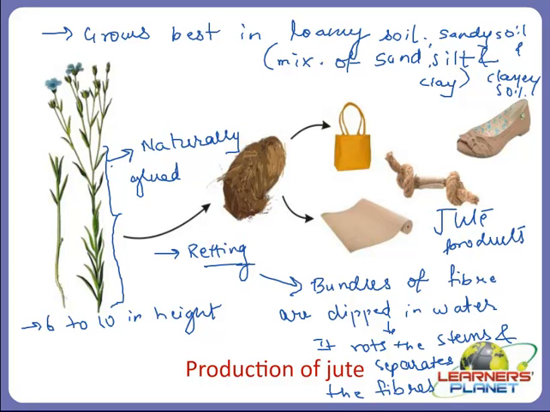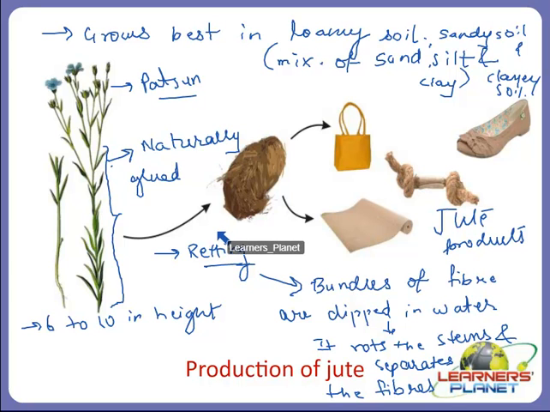Jute is one of the strongest natural fibers, and it is a bast fiber obtained from plants grown in monsoon climates where there is a lot of rain. It means it grows well in regions where it rains a lot. Jute is obtained from a plant called patsun, P-A-T-S-U-N.